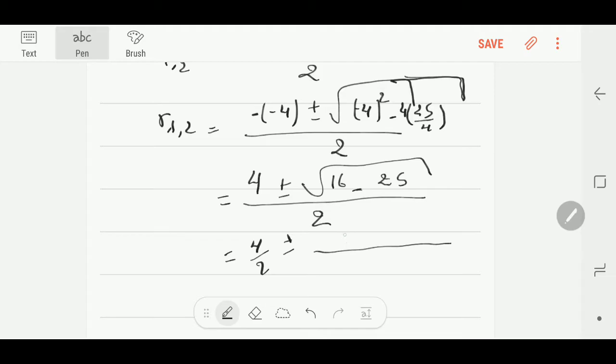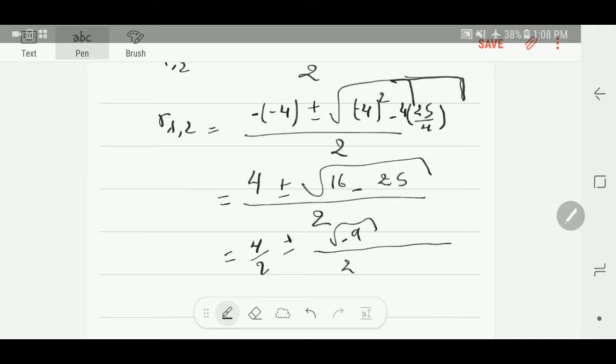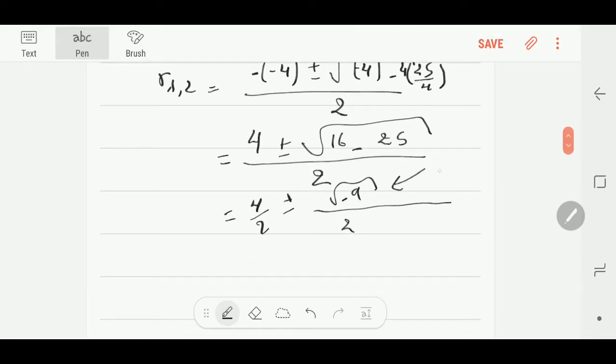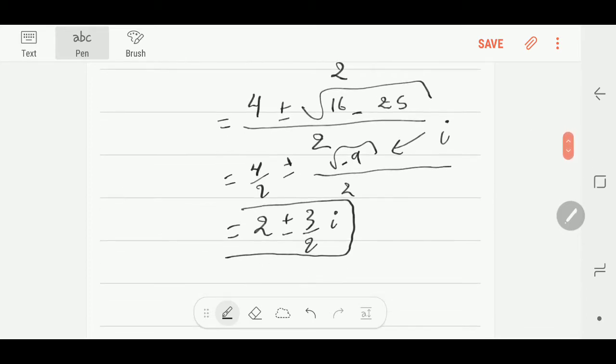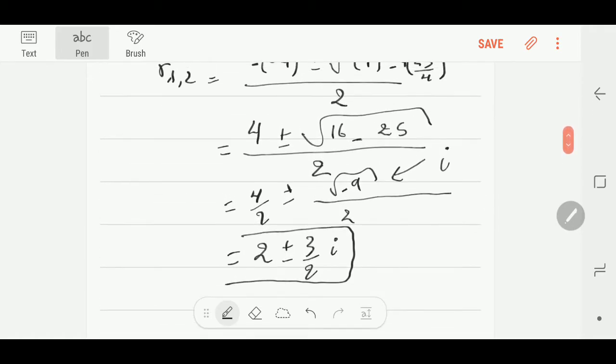It's going to be the square root of minus 9. As we can see, it's going to be an imaginary number over 2. So it's going to be 2 plus and minus 3 over 2i. So basically these are the solutions for the quadratic equation. We actually don't need them, but you can see it's very lengthy and time consuming.